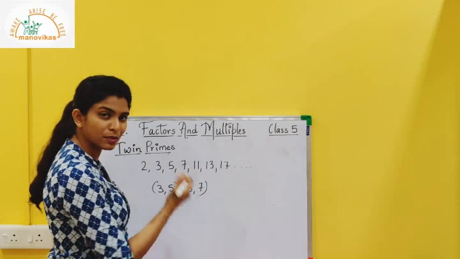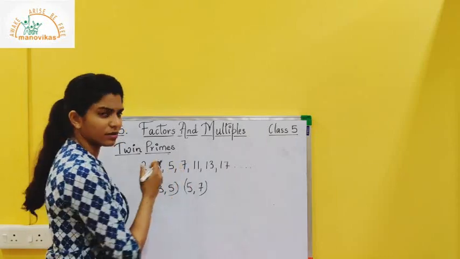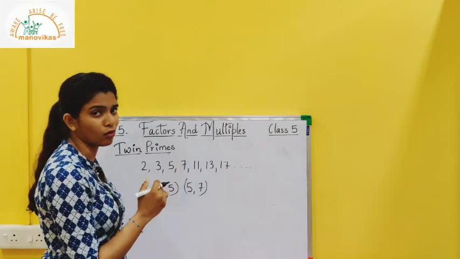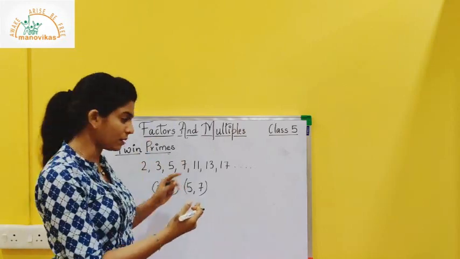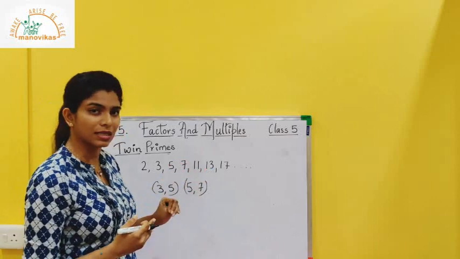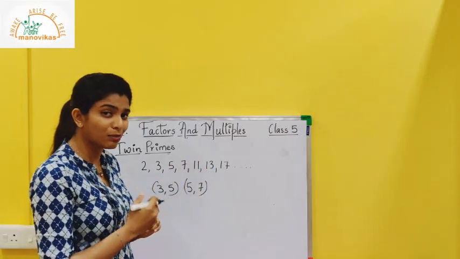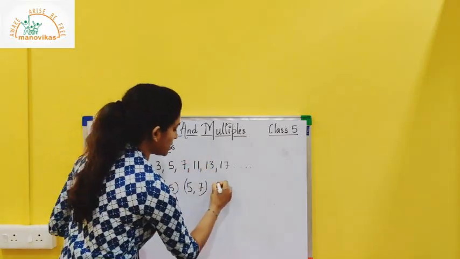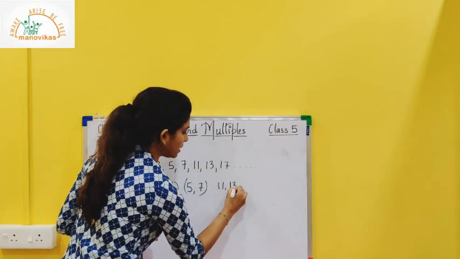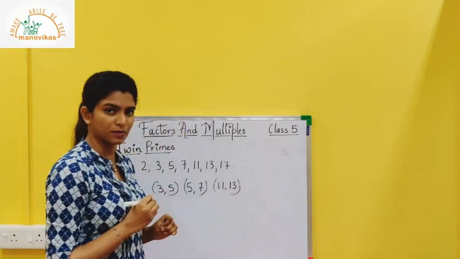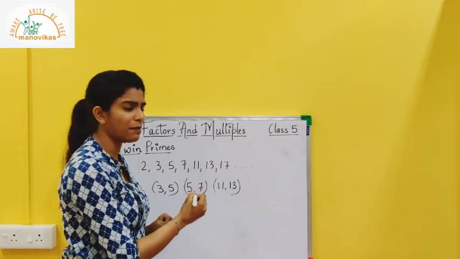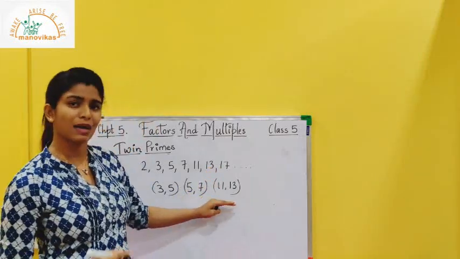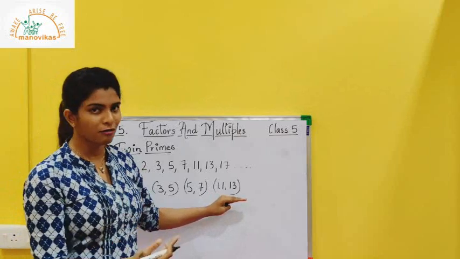Let's move on to the next numbers. 7 and 11. Are they twin primes? No. They differ by 4. So let's move to the next numbers. That is 11, 13. Are they twin primes? Yes, because 12 is missing. So 11, 13 are twin primes. What about 13 and 17? Are they twin primes? No. So we will stop here. There are more twin primes which you have to find.